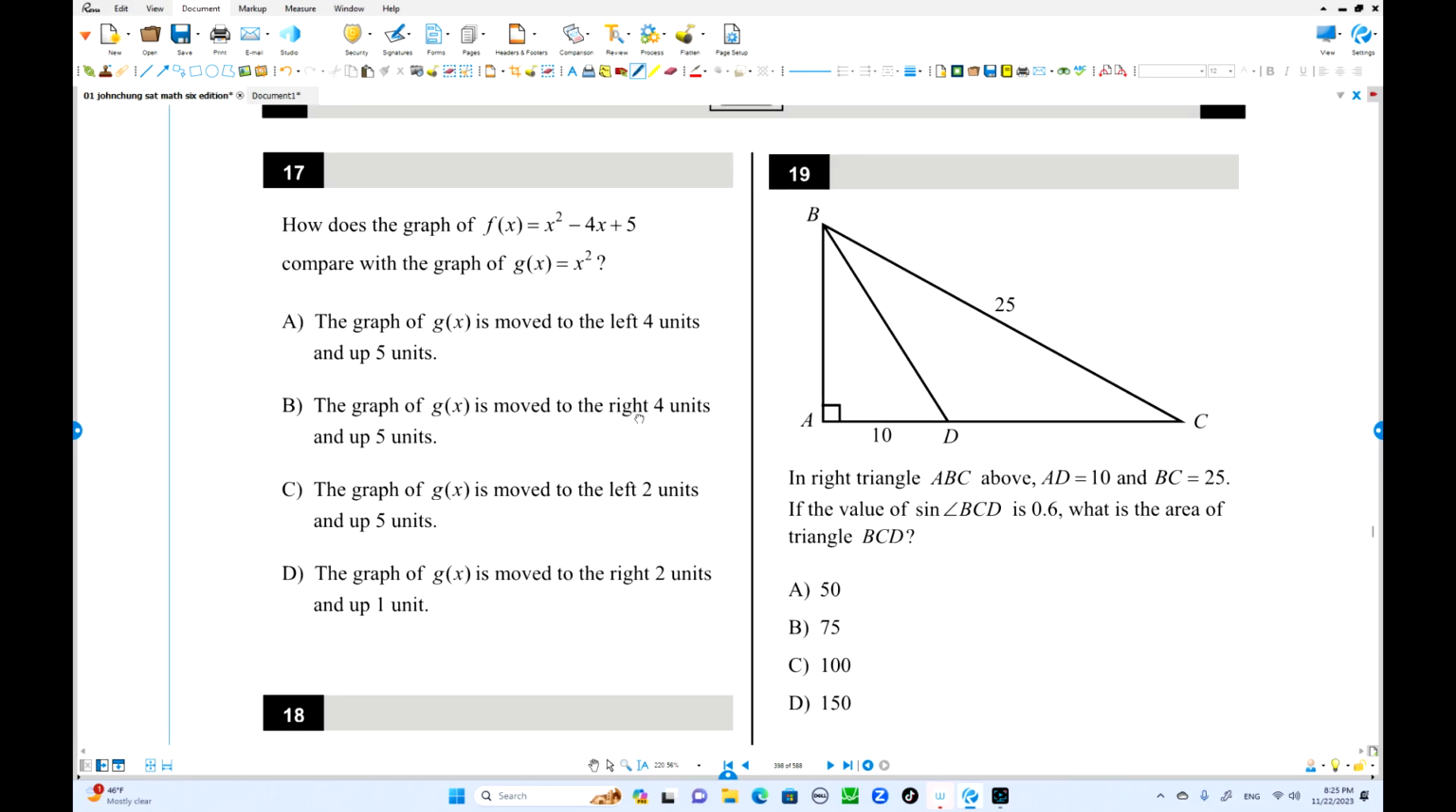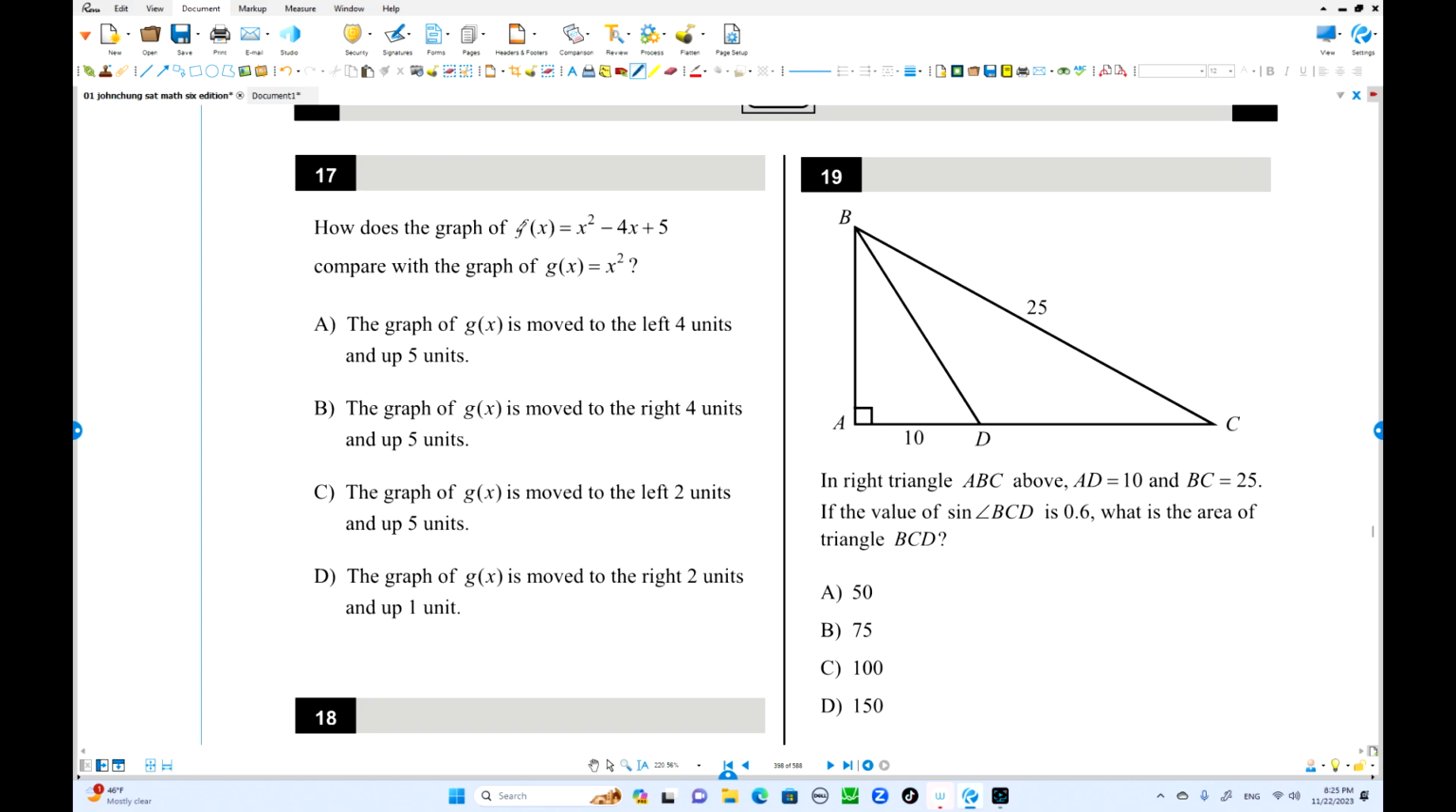Here we go, number 17. So we have a graph of f of x and we compare with another, g of x equals x squared, okay? What happened over here? We're going to find the right translation, okay? How can you find translation? We need vertex form always, okay? So this is f of x. I'm going to write it down over here. f of x equals vertex form: x minus 2 squared plus 1. Minus 2 squared is 4 plus 5, so we're going to add 1, okay? That equals 5. Are you okay with this?